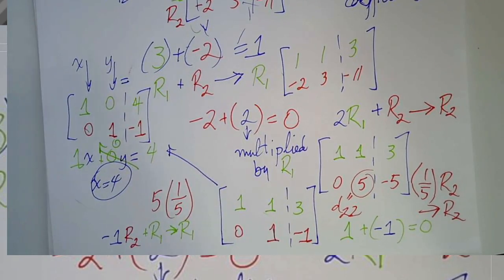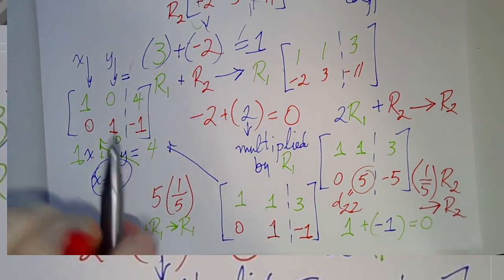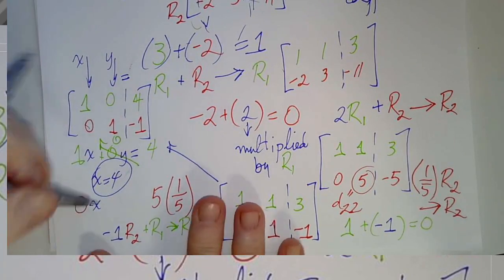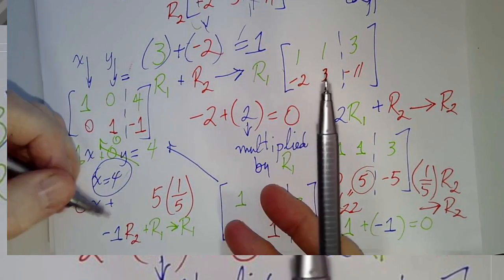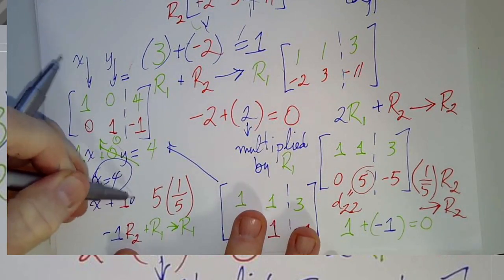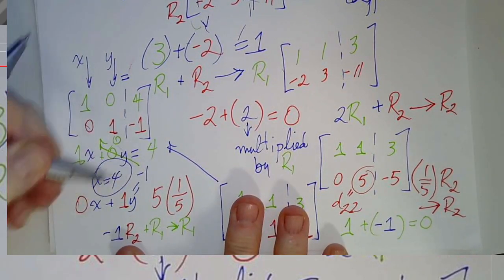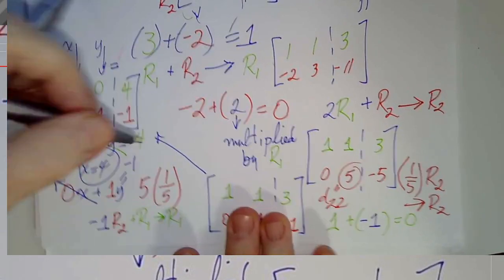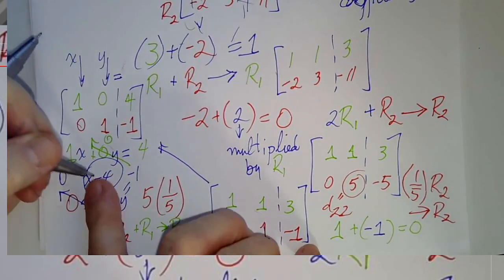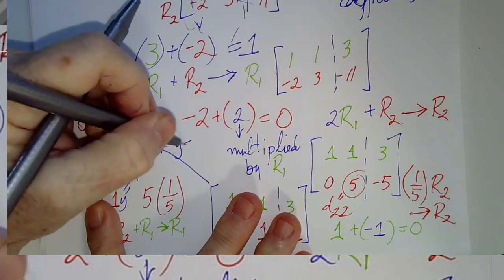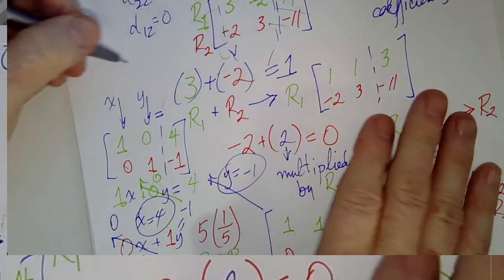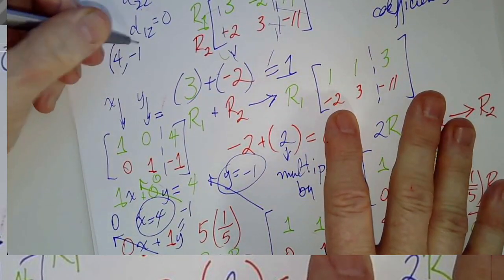The second line, let's see, we've got 0 times x plus 1 times y equals negative 1. 0 times x is always 0. So we get, where did we put the x? Here's the x, and we get that y equals negative 1. So the solution is the point 4, negative 1.